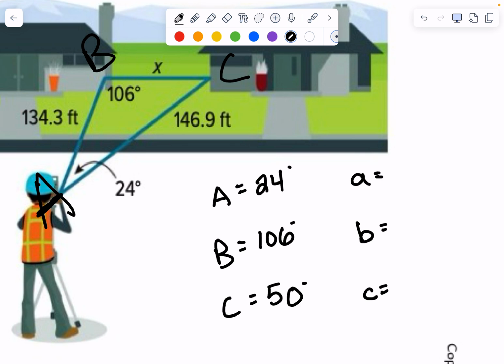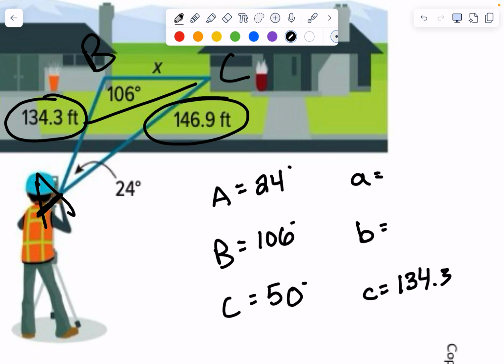Okay. Which one is 134.3? Little c, 134.3. Which one is 146.9? Little b.